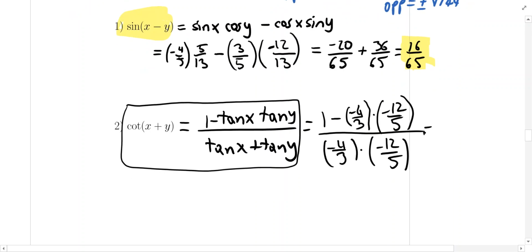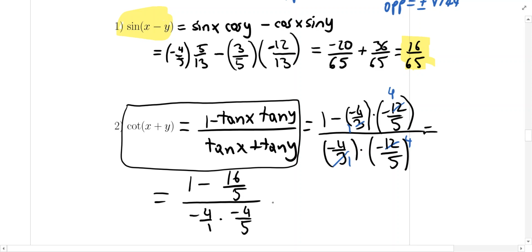All right, so to calculate this, I just reduce whatever I can. This 3 with this 12, I'm going to reduce it by 3. So here I have a 1 and here I have a 4. This 3 with this 12, I have a 1 and a 4. So it looks like what I have left is 1 minus -4 times -4. That's +16 over 5. And then at the bottom, I have -4 over 1 times -4 over 5.